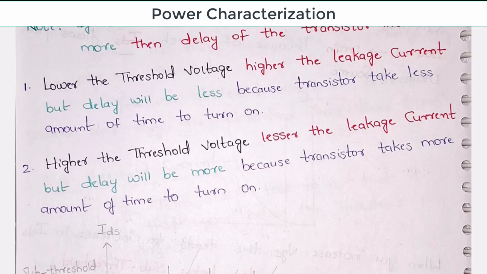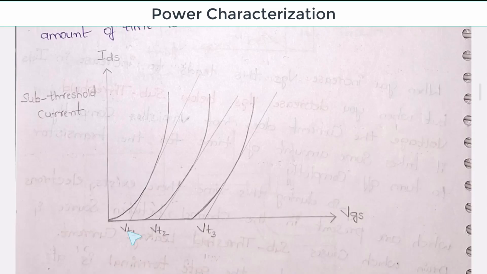Simply, if threshold voltage is less, the transistor will be switching much faster, but the problem is we will have higher leakage current. Whereas if you go for higher threshold voltage, the transistor will take more time to switch, therefore obviously delay will be more, but there is no problem of leakage current. Switching will just take more time. So check this example here.